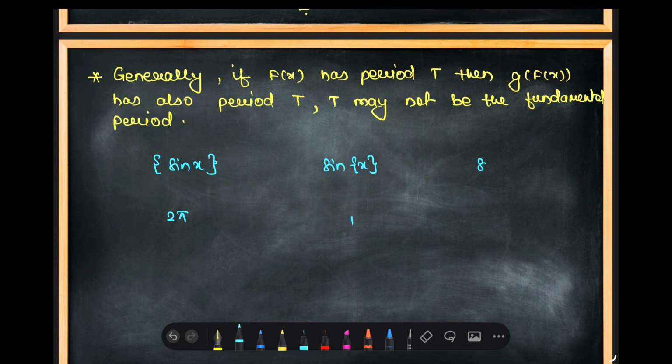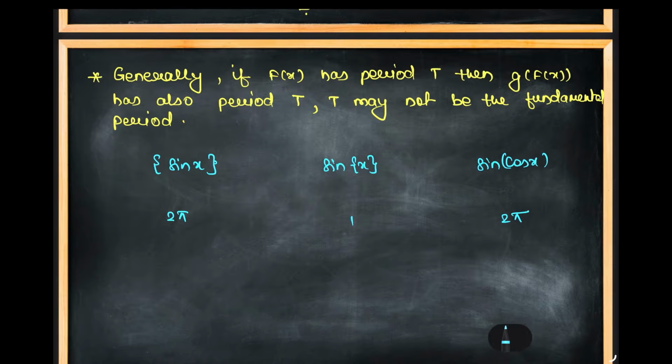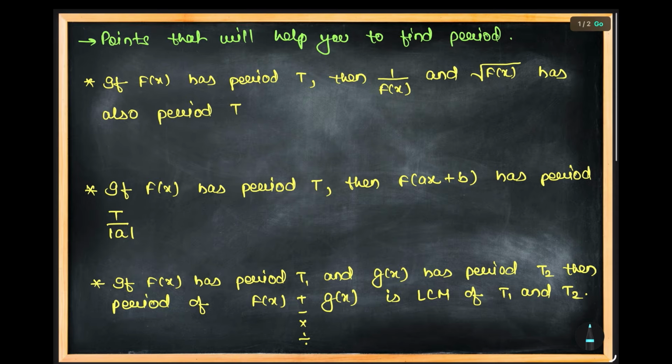If you have sine of cos of x, who went inside? Inside sine, cos went. So the period will depend upon the cos function, and the cos function has period 2 pi. I'll go one by one again. If any function has period T, then 1 by f of x will also have period T, and root of f of x will also have period T.